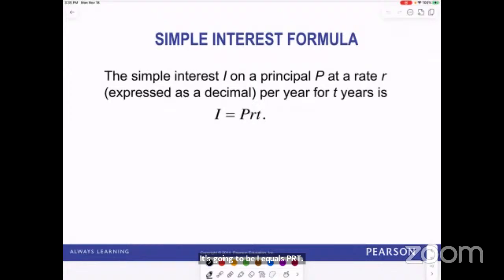Where I is the interest earned, P is the principal or the starting amount. The rate is the interest earned per pay period, expressed as a decimal, right? So a lot of times we have to convert that to a decimal. And the T is the time in years.